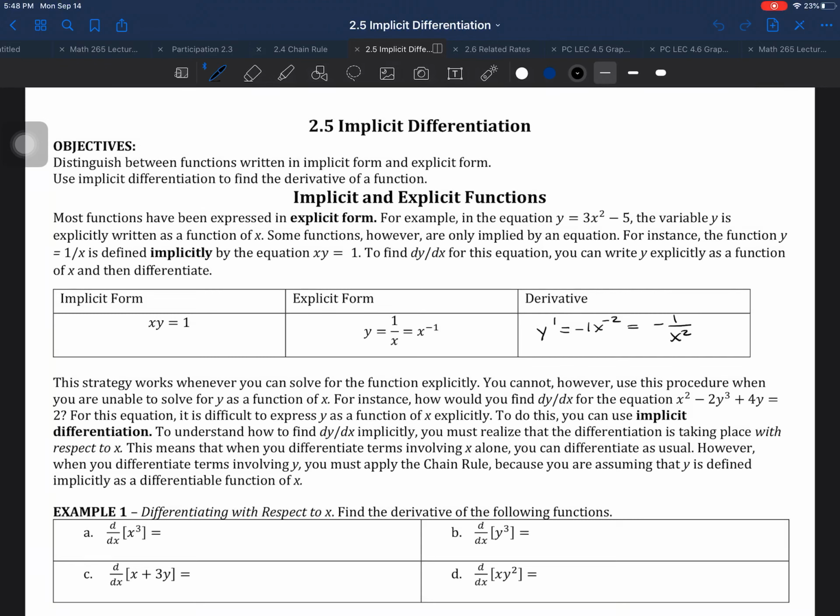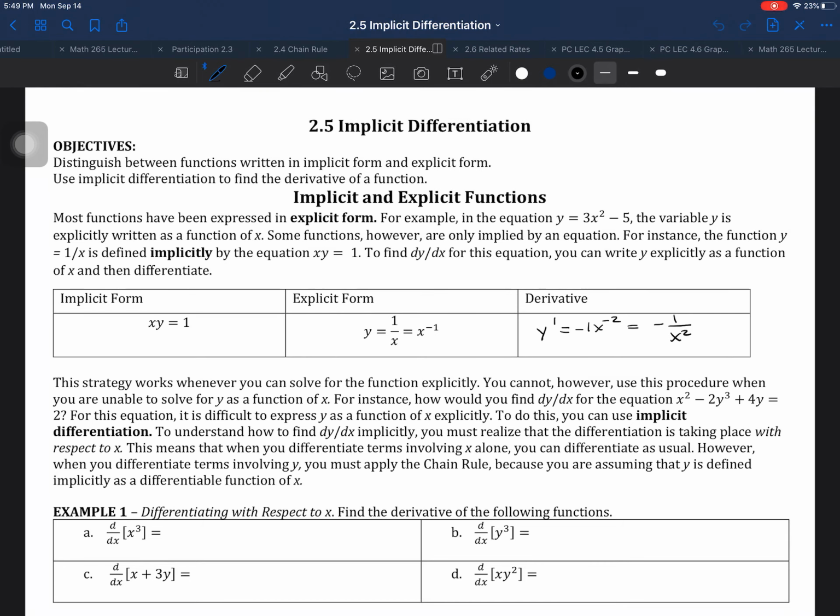Hi class, welcome back. Today we're going to discuss section 2.5, and in this section we are specifically talking about implicit differentiation. The objectives to cover are to distinguish between functions written in implicit form and explicit form, and to use implicit differentiation to find the derivative of a function.